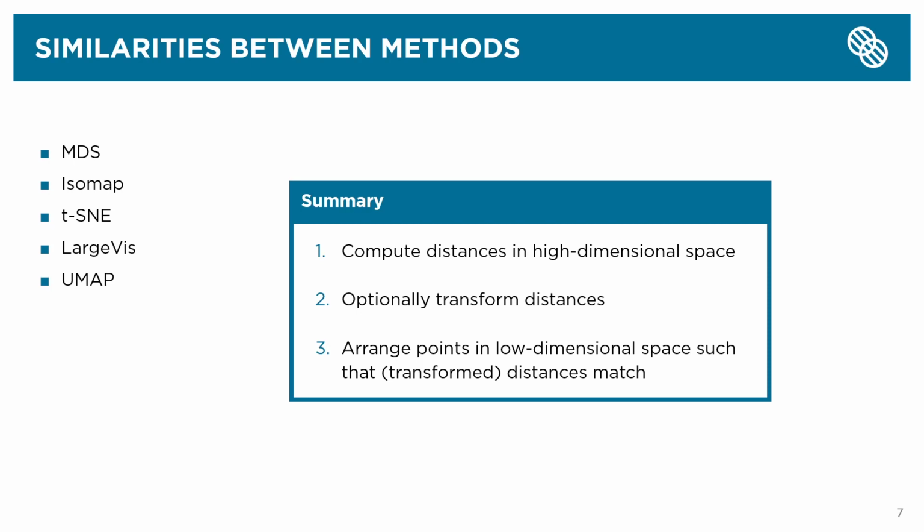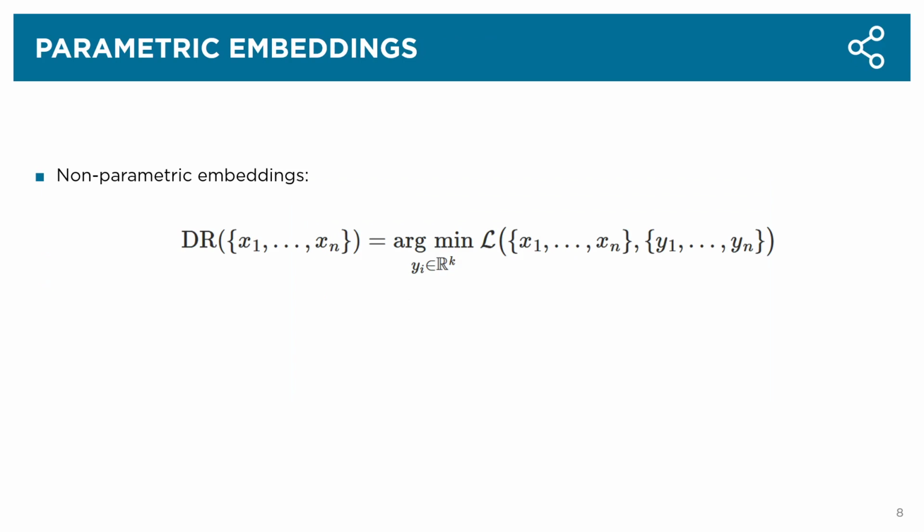First, I want to address the second goal, namely making embeddings parametric. In the traditional non-parametric embeddings that I just talked about, you can think of the DR process as a minimization of a loss function over a configuration of points. Here the x_i are the high-dimensional points and the y_i are the low-dimensional ones. You can already see that when the original points change just a little bit, or when we add some new points, we have to do the whole minimization again.